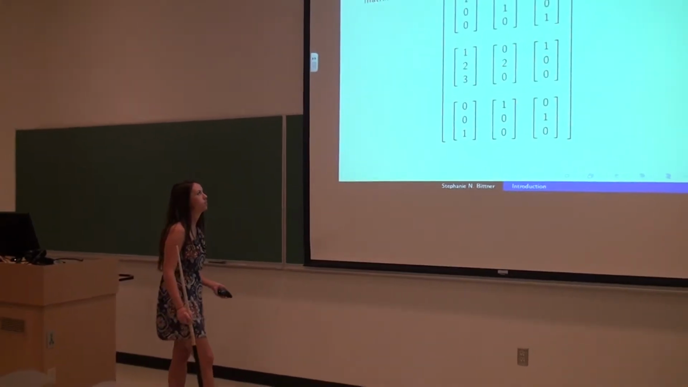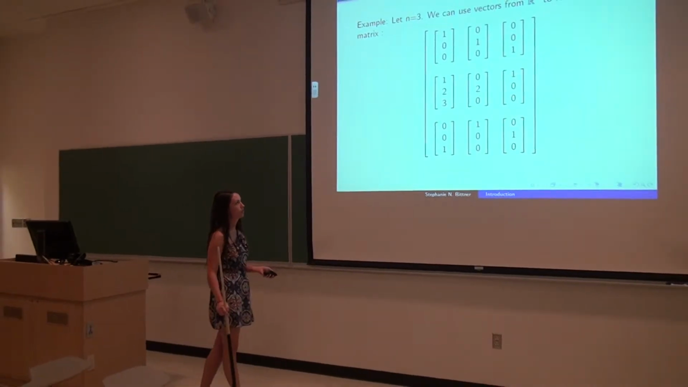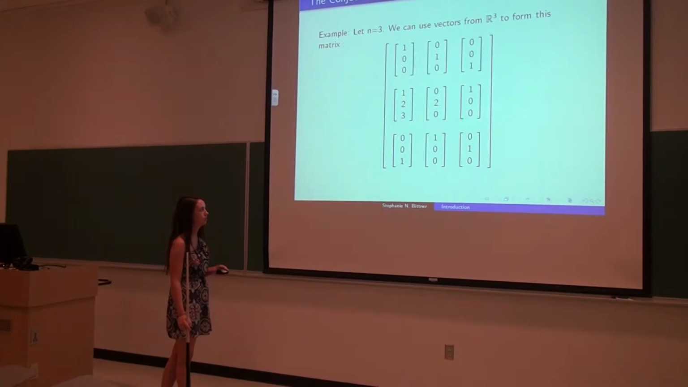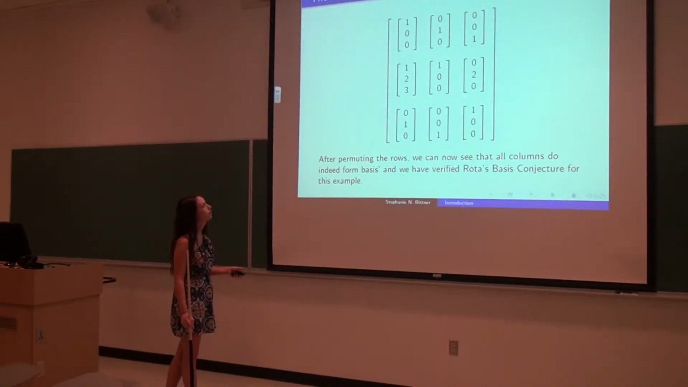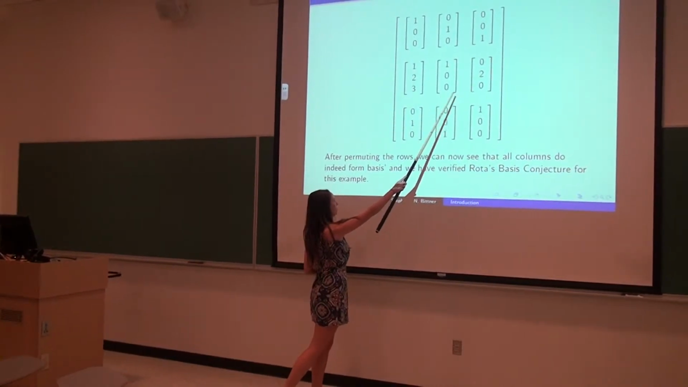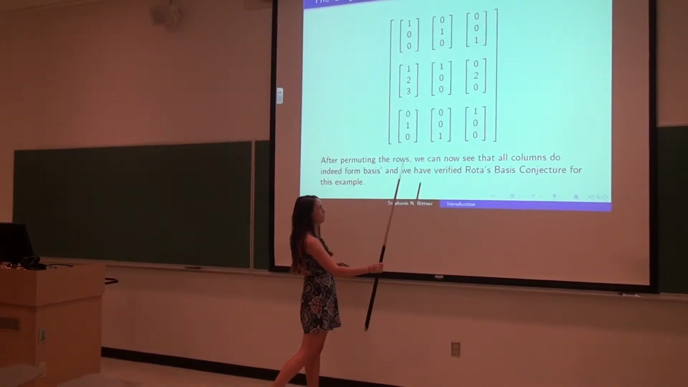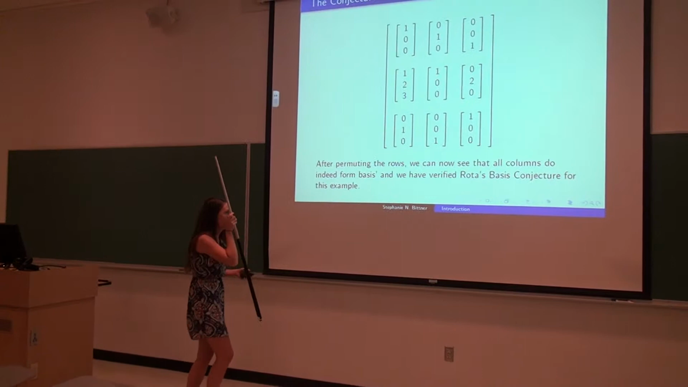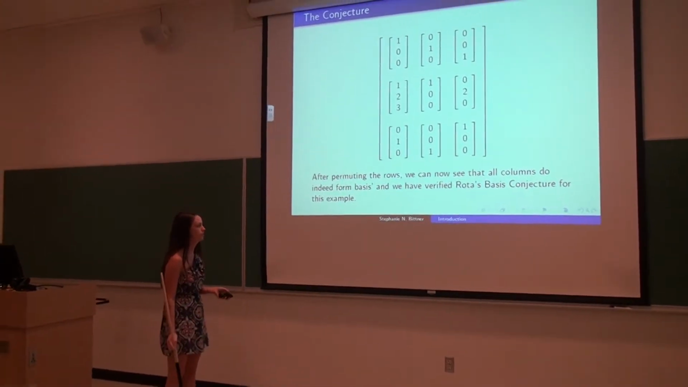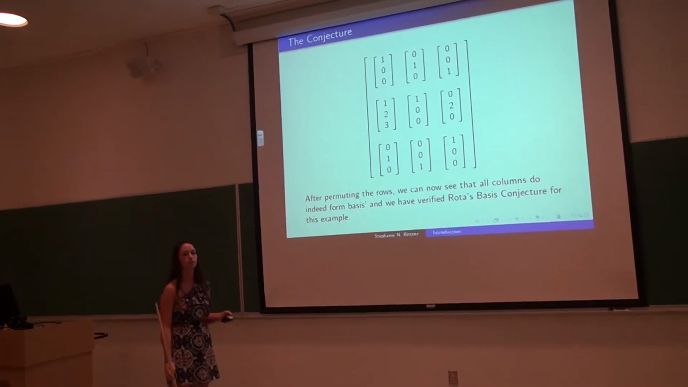So this is an example that I set up using vectors from R3. Rota's basis conjecture states that you can permute the rows in any way, which I did by changing row 2, these two vectors, and then completely rearranging row 3. And now you can see that all the columns do indeed form bases, and we have verified Rota's basis conjecture for this example.